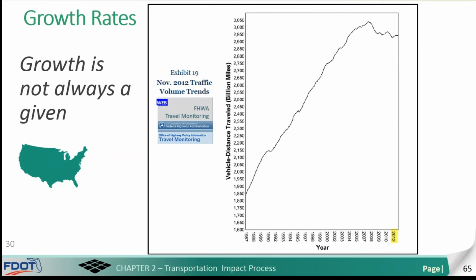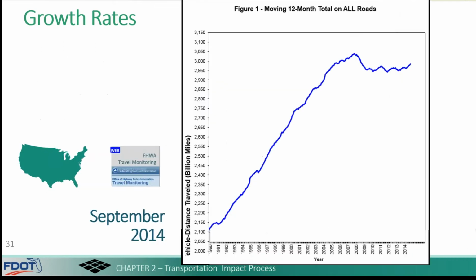But things have changed even since then, so I went back to Federal Highway and took a look at the 2014 version of this, and you'll see there is a slight uptick. This is for the nation, and we keep this in mind as we go through. They're not easy answers like we used to say, like, oh, it's always 2% or more a year.